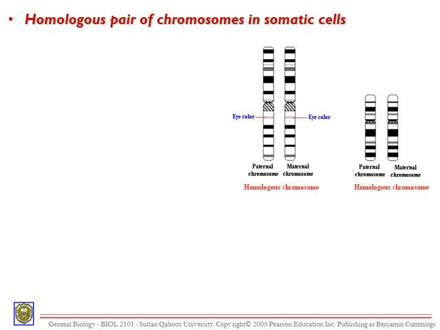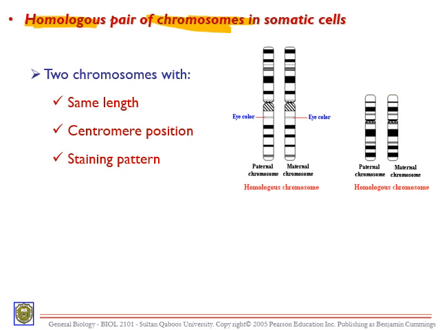Now let's learn about a new term. This term is called homologous pair of chromosomes or homologous chromosomes. What's the meaning of homologous chromosomes? Well, it means they are two chromosomes that have exactly the same length. Okay, let's look at the first pair. They have exactly the same length and they have exactly the same centromere position. This is the centromere position. You can see they match each other and they have exactly the same staining pattern.